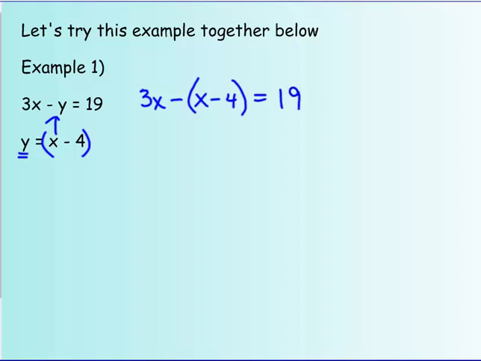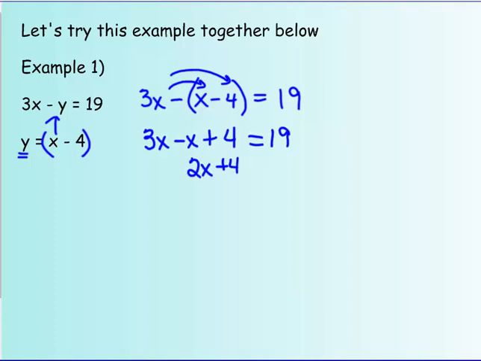So the original equation was 3x minus y. So 3x minus, this is y, x minus 4. So I have to distribute this negative. Be careful here. So 3x minus x plus 4 equals 19. 3x minus x, that's 2x, plus 4 equals 19. Subtracting 4.